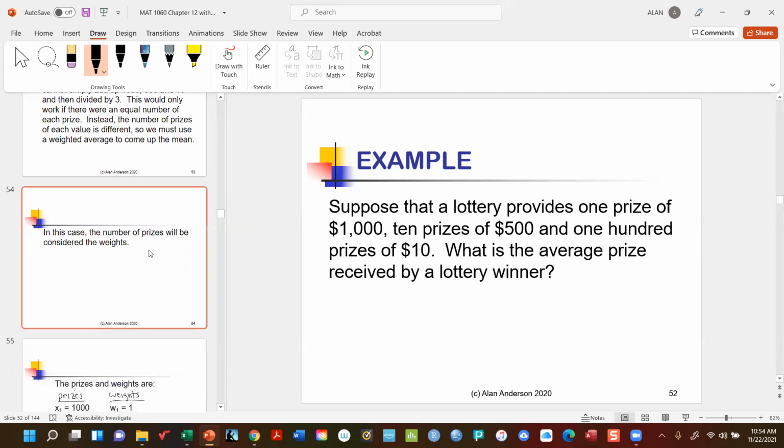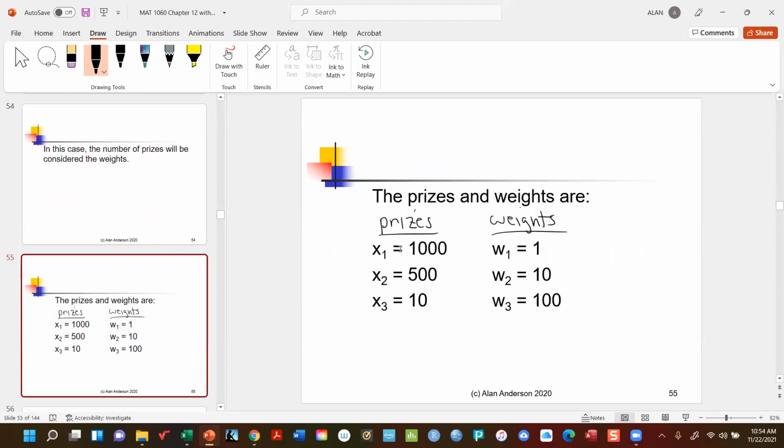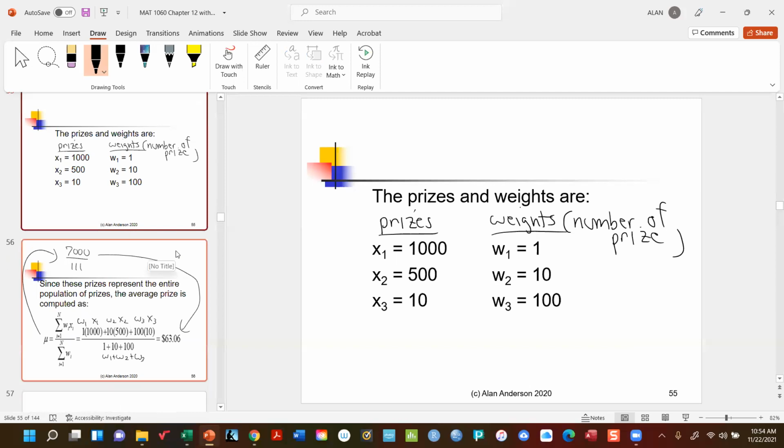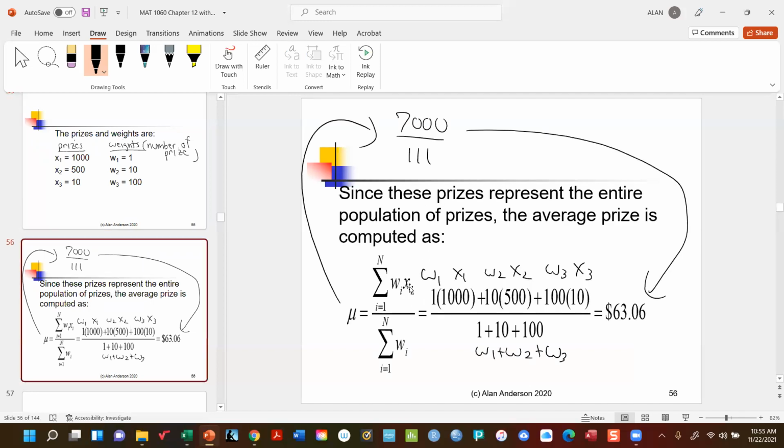So if you look at these, I put together a little chart. The 3 prizes will be the X's, and the number of prizes will be the weights. Okay, the weights are simply the number of prizes. Now we're going to take this information and calculate the weighted average of the prize in this lottery. All right. So on the next slide, I've got the actual formula with all the numbers plugged in, and I've written out what the formulas represent.